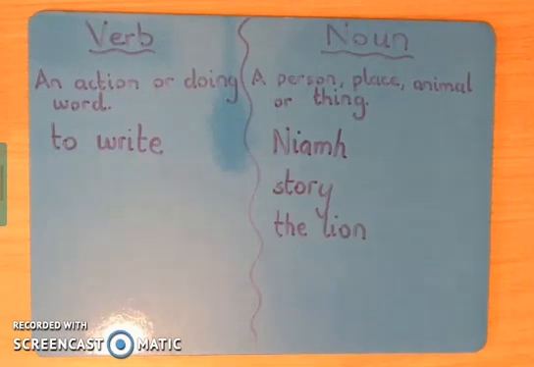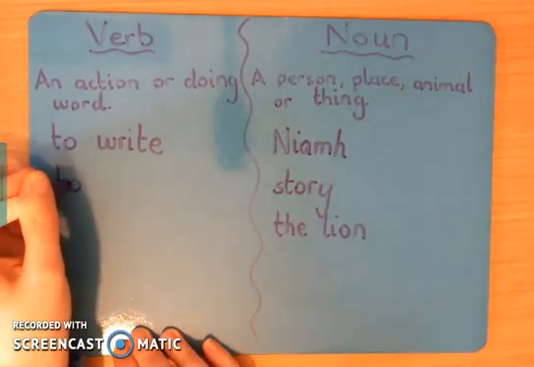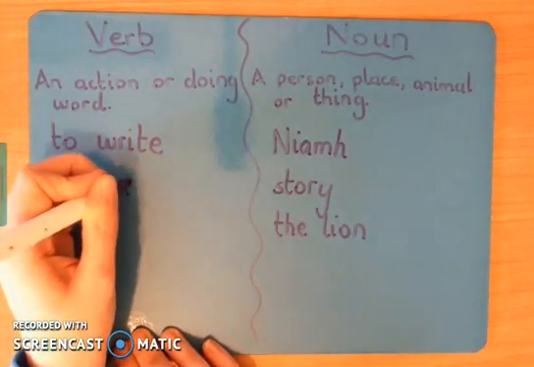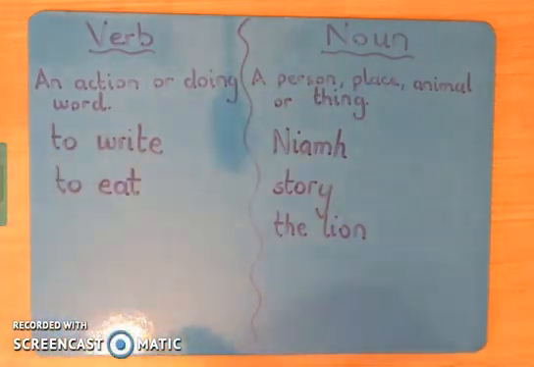Eats. Eats is a verb, isn't it? To eat. When you eat, you're doing an action. You might be munching or chewing or biting. So to eat is definitely a verb. So the lion eats his lunch.